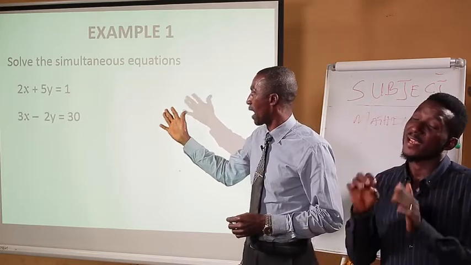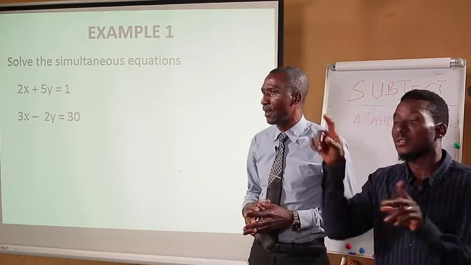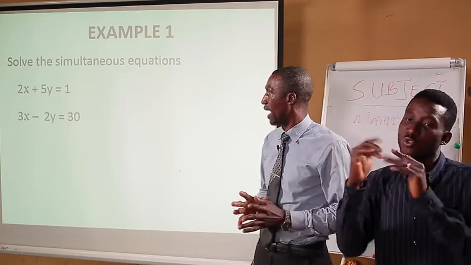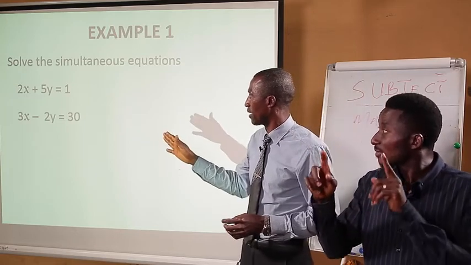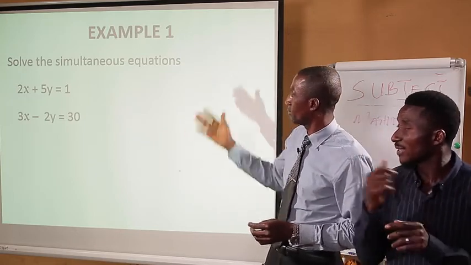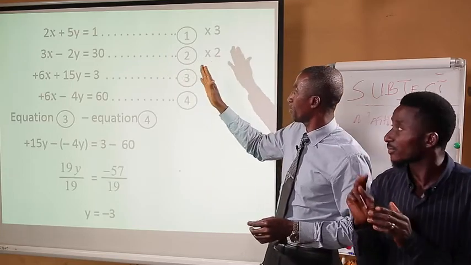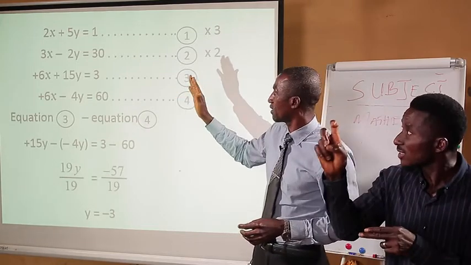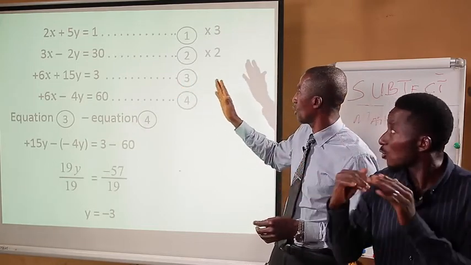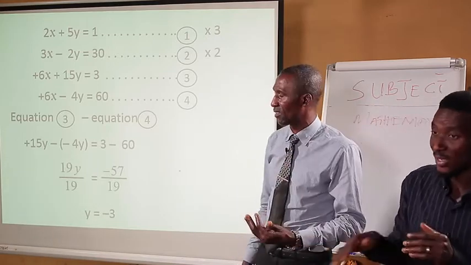An example that we have worked earlier, which is 2x plus 5y equals 1, and 3x minus 2y equals 30. I take 2x plus 5y equals 1 as equation 1, and 3x minus 2y equals 30 as equation 2. And I chose to balance x.